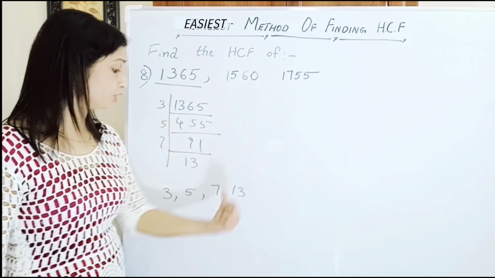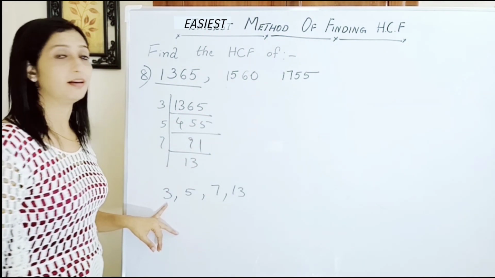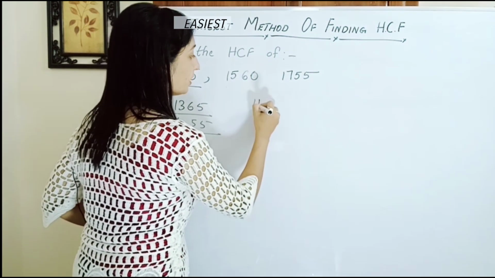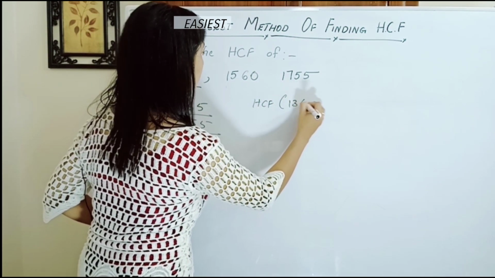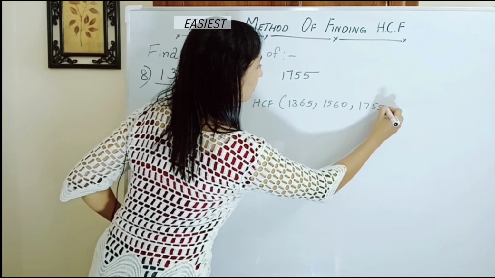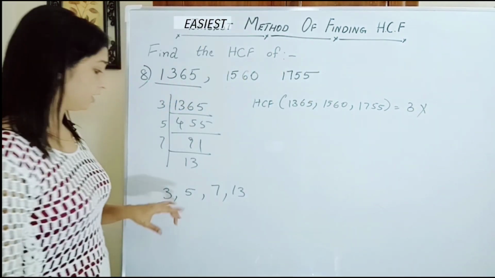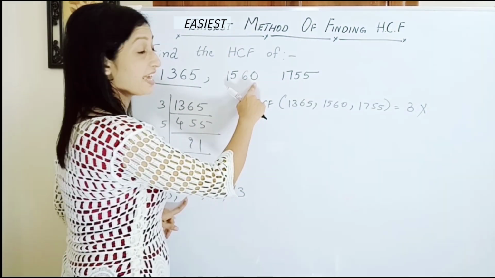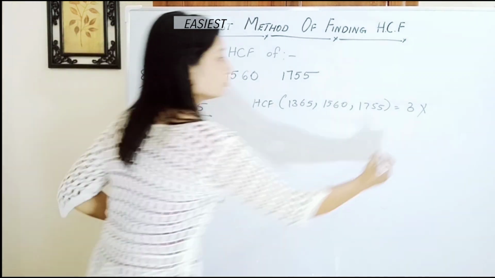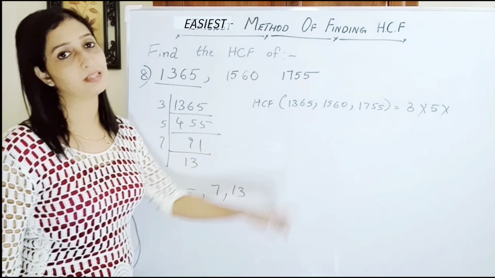So let us find out which of the other numbers divide the other two numbers exactly. First, let us see 3. 3 divides 1560 and 1755. So in our HCF of 1365, 1560 and 1755, we write 3 into. Now let us check for 5. This number ends with 0 and this number ends with 5. So it is again divisible by 5. So 3 into 5. Let us check for 7. It is not divisible by 7.